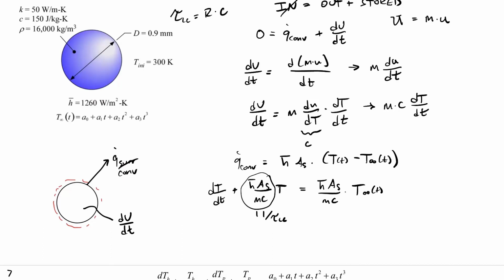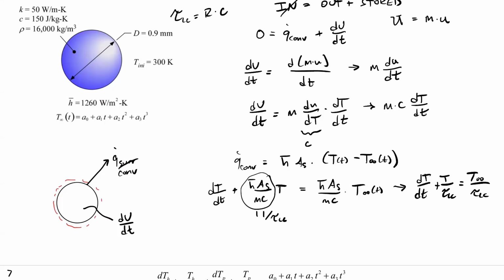So this becomes, slightly rewritten, dT/dt plus T over tau LC is equal to T infinity over tau LC. A tidy little ODE. But tau LC plays a direct role. Unlike the Bo number, tau LC is actually used in the solution, so you need to have the exact representation for tau LC.